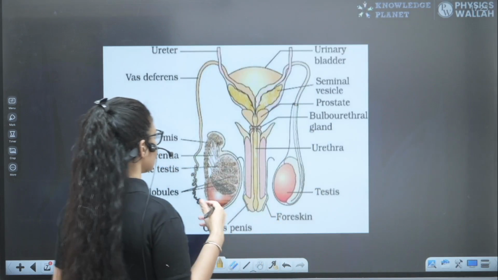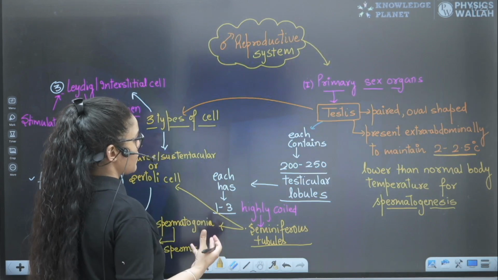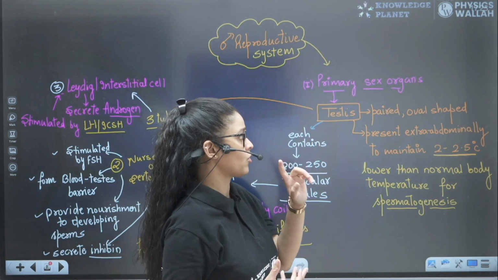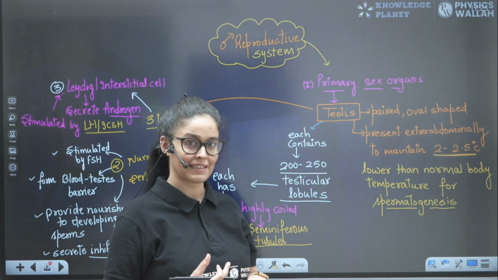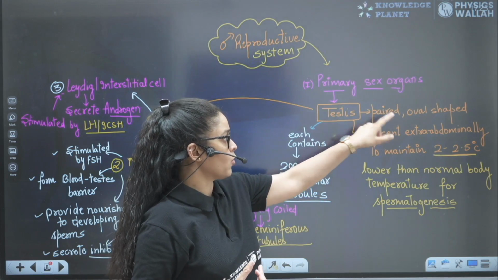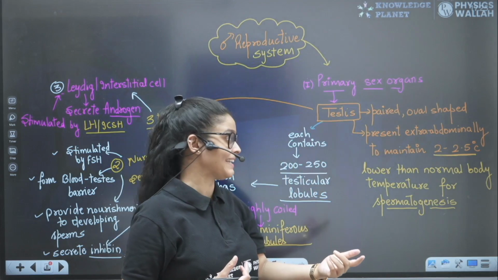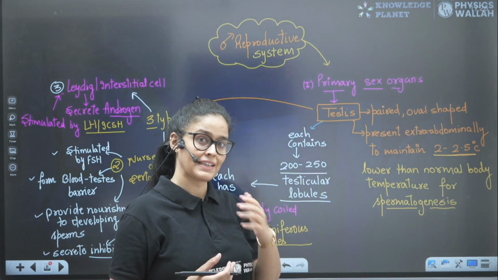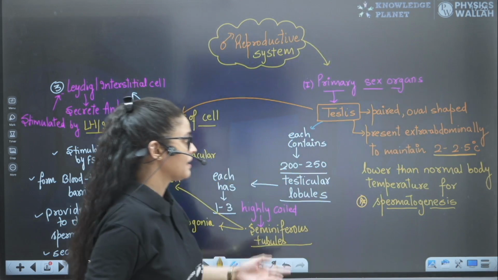So now this is how the structure looks like. I have already talked about it. So let's start with the testes. When we talk about testes, it's a primary sex organ. Why? Because here spermatogenesis occurs and androgen is secreted, right? It's a paired oval-shaped organ, as we have seen, present extra-abdominally, means outside the abdomen, to maintain 2 to 2.5 degrees Celsius lower than the body temperature. Why? For spermatogenesis. Neat question.